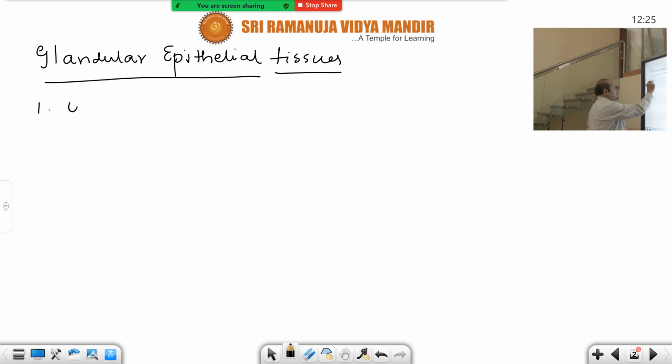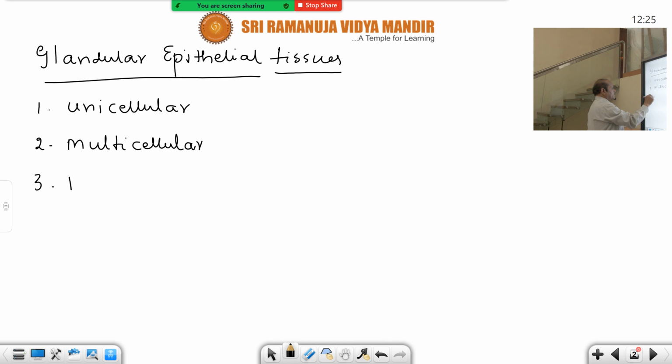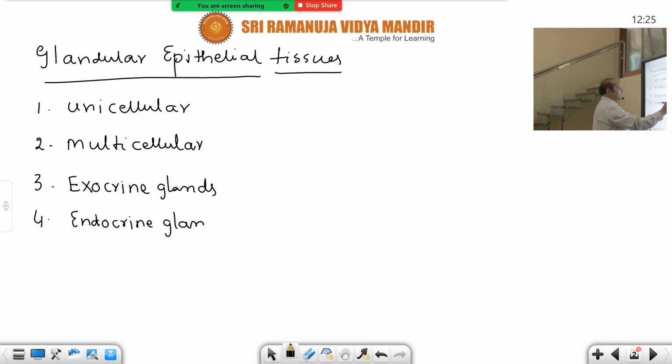So these are actually of four types: unicellular, multicellular, exocrine, and endocrine glands. Glands are of four types: unicellular glands, multicellular glands, exocrine glands, and endocrine glands.